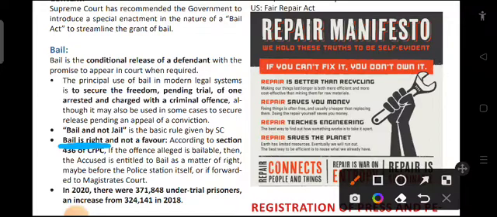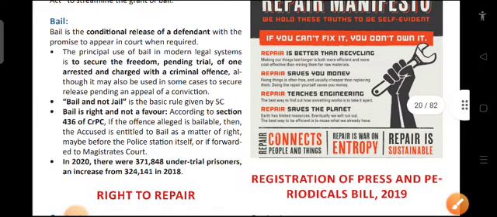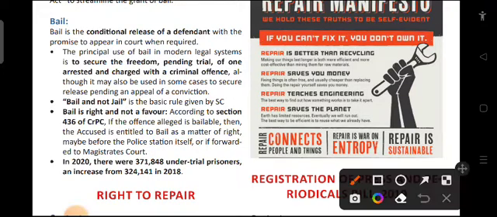According to section 436 of CrPC, if the offence alleged is bailable, then the accused is entitled to bail as a matter of right, maybe before the police station itself, or if forwarded to the magistrate court. So this provision was given even in section 436 of CrPC, that bail is a matter of right.